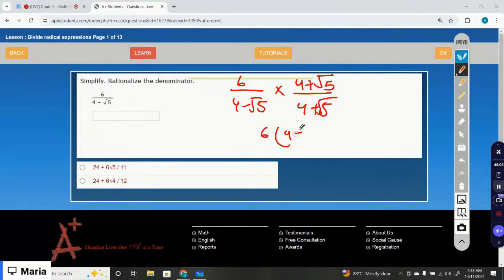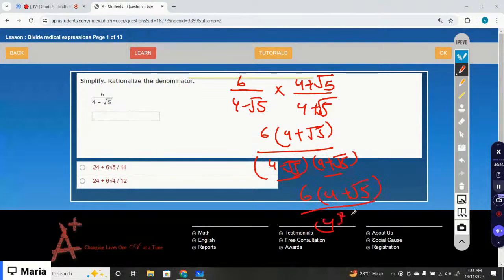So it is 6 times 4 plus square root 5 in the numerator, and 4 minus square root 5 times 4 plus square root 5 in the denominator. They are exactly the same, just with opposite signs, right? So you can write it as a plus b times a minus b, which is a squared minus b squared. So 4 squared minus square root 5 squared. The square and square root cancel out.